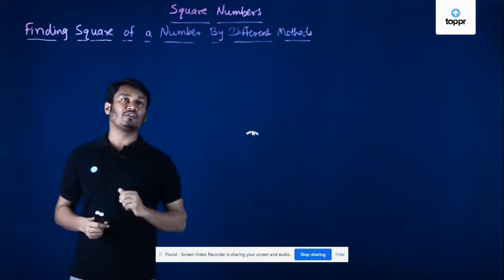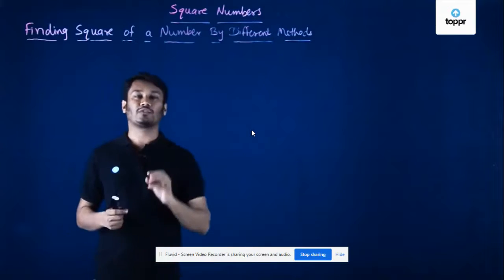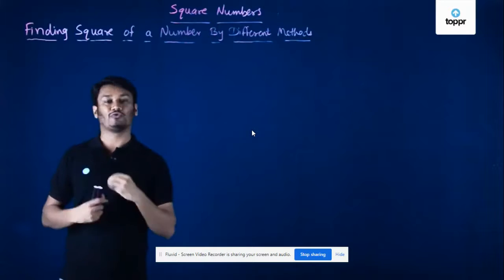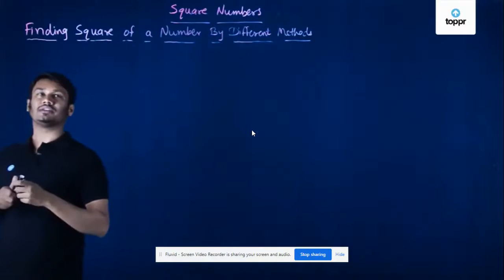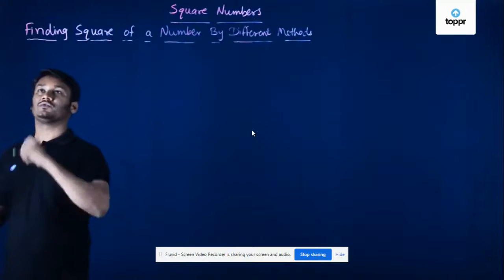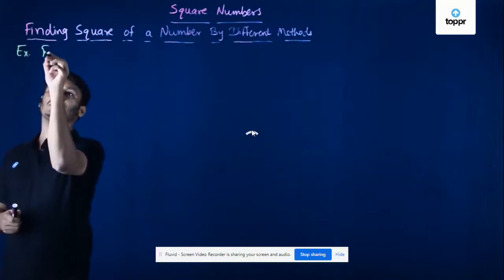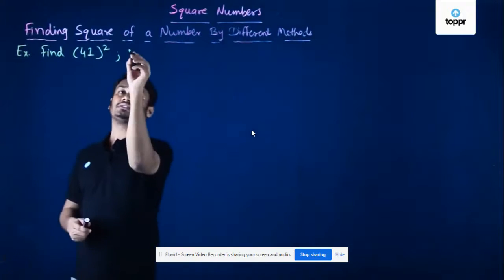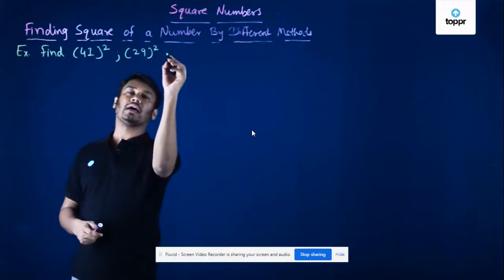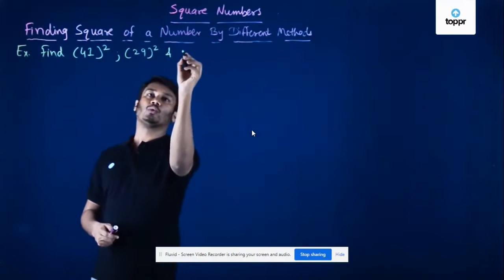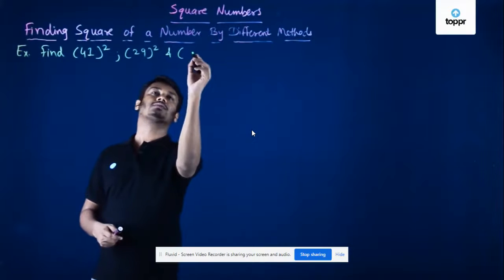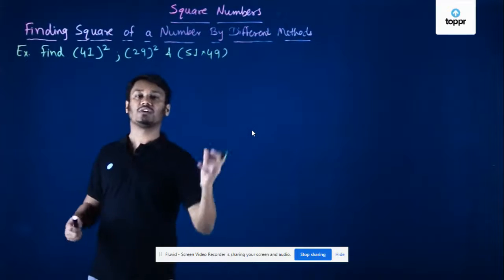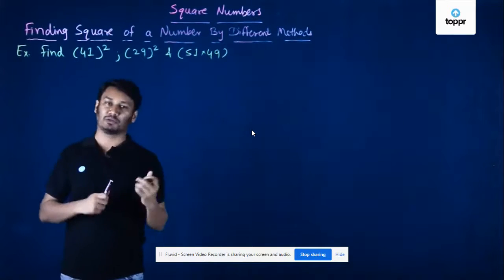So in this particular video, we are going to talk about finding the square of some specific numbers, and we will use some very interesting short methods to find out the square. So let us look at this very interesting exercise where we want to find out the square of 41, next the square of 29, and we also will perform one multiplication, which is 51 into 49. So we will see that this multiplication will also involve finding the square of some number.